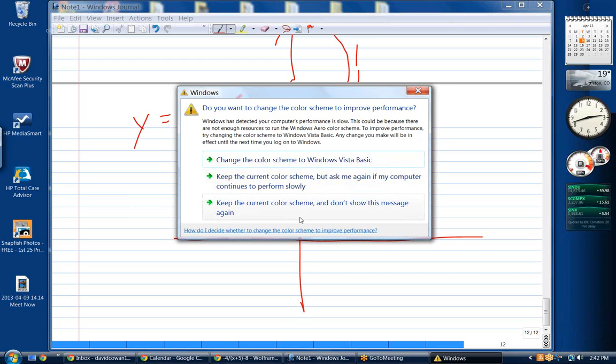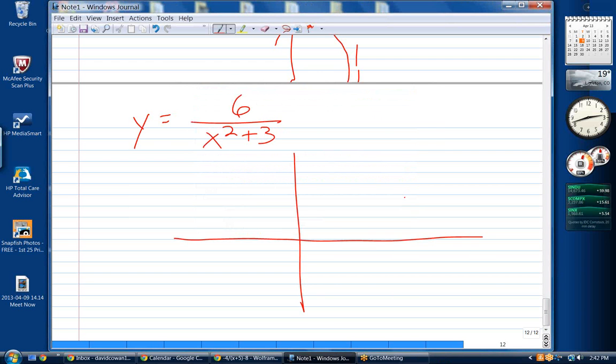Hold on a second. Okay. The computer must be performing slowly.